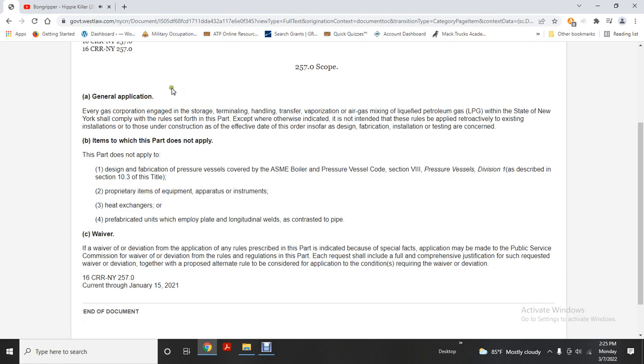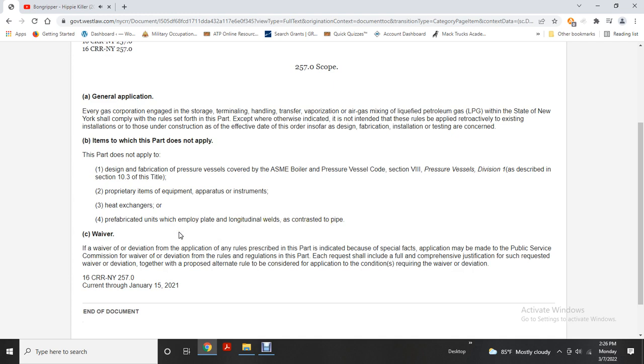B. The items of this part do not apply to the design and fabrication of pressure vessels covered in the American Society of Mechanical Engineers Boiler and Pressure Vessel Code, Section 8, Pressure Vessels, Division 1, as described in Section 10.3 of the title. Priority items on the equipment, apparatus, instruments, heat exchangers, and prefabricated units which employ plate and longitudinal welds as contrasted to pipe.